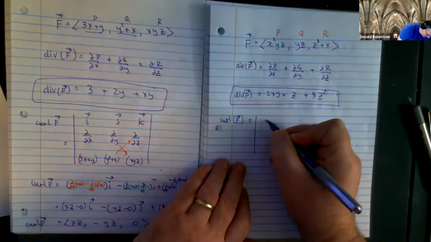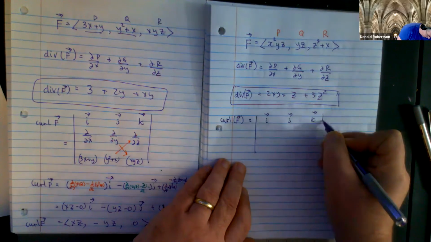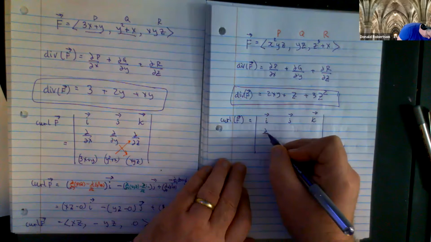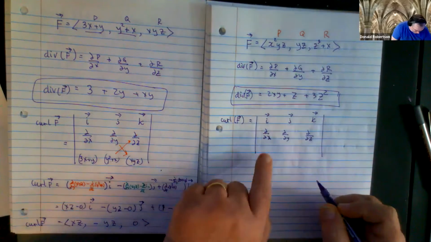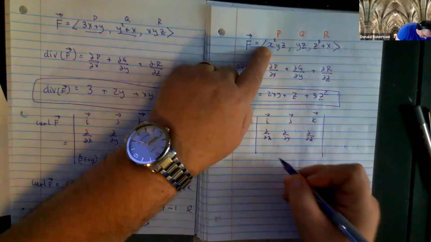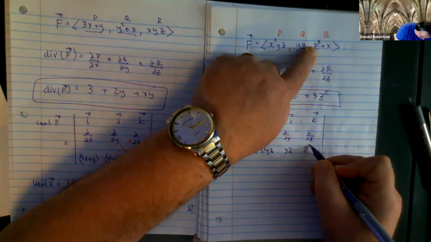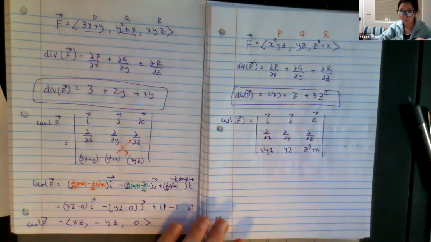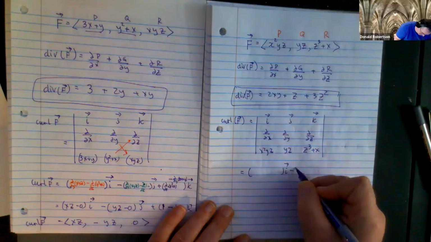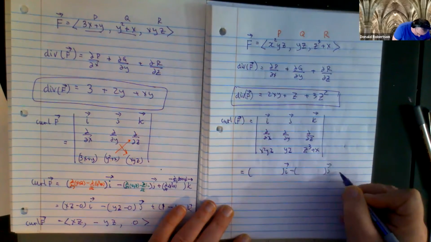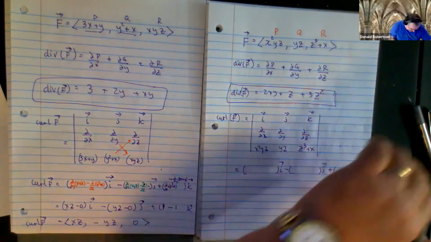It's i, j, k. The operators are dx, dy, dz, and P, Q, R go here. So it's going to be x squared yz, yz, and z cubed plus x. So this is going to be so many i's, take away so many j's, plus so many k's. And this time I'm just going to do them in my head.